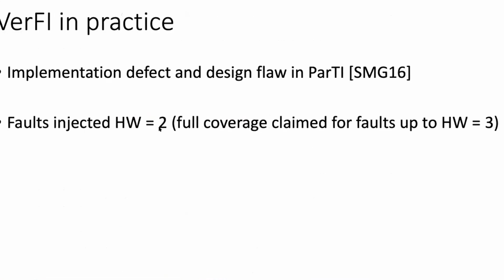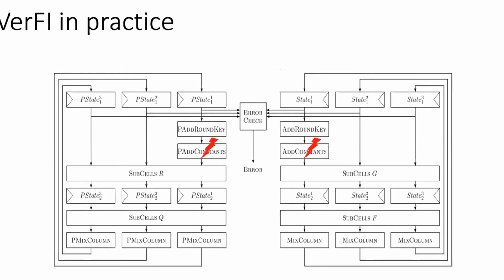Okay, so coming back to our presentation, now I'll talk about some experiments that we did with Verfi. We evaluated the combined countermeasure Party, where we found some implementation and design flaws thanks to our tool. Party claimed full coverage against faults of Hamming weight up to 3. And with the tool, we were able to find faults of Hamming weight 2 that bypass the error check. So if we look at this, this is the data path of Party.